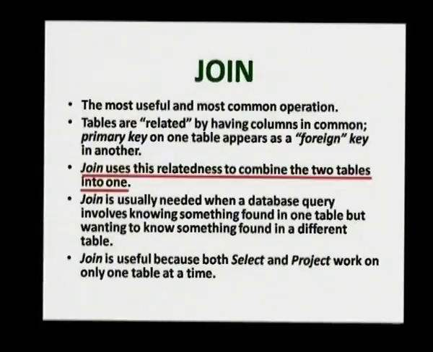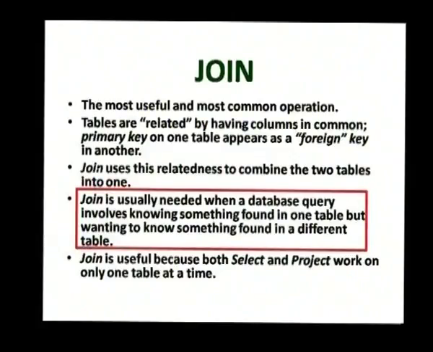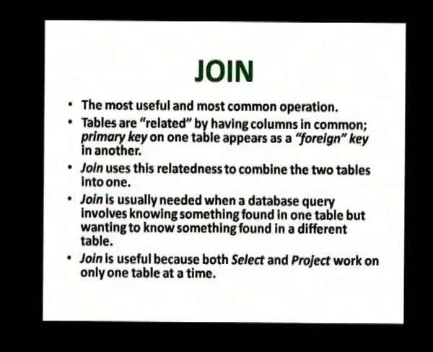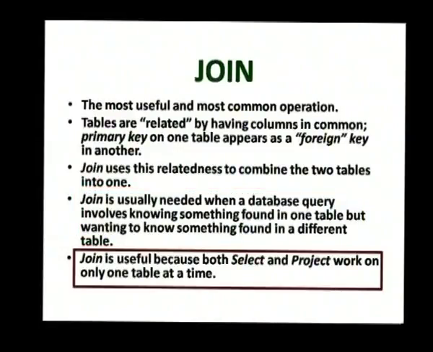So, it will take two tables and give you an output as one table, or two relations. Join is usually needed when a database query involves knowing something found in one table and wanting to know something found in a different table. That is what join is for. And join is useful because select and project work on only one table, it is a unary operator, while join works on two tables or two relations. Tables and relations we are using interchangeably throughout this course.